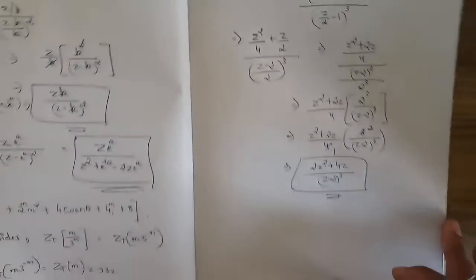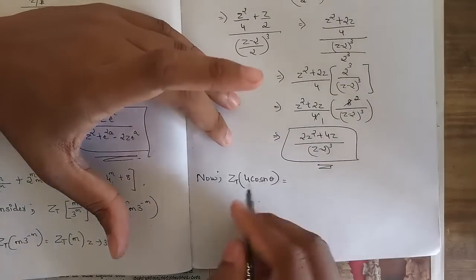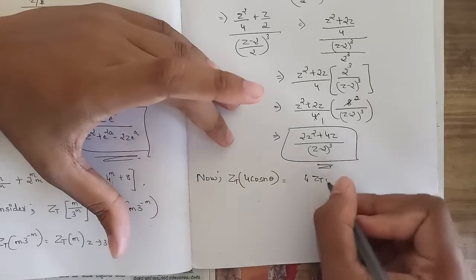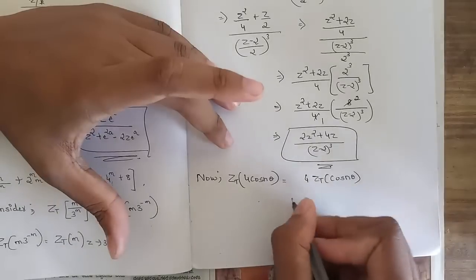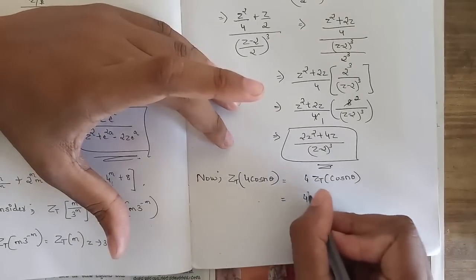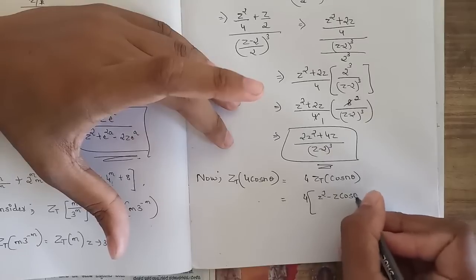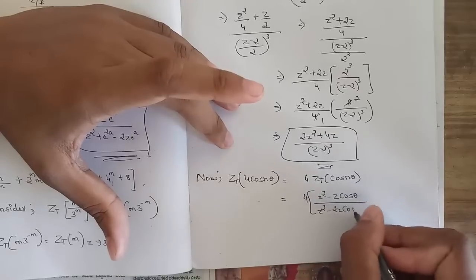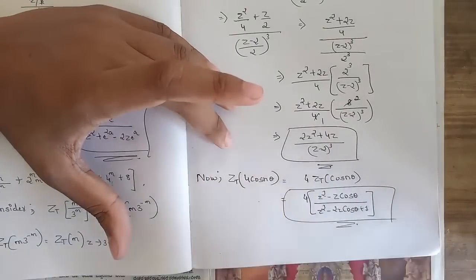So now let's similarly consider the next term. So in this case we can take this 4 outside, as the linear property says that we can take the constant term outside. And we know the z transform of cos n theta, that is z square minus z cos theta divided by z square minus 2z cos theta plus 1. This is your required answer.